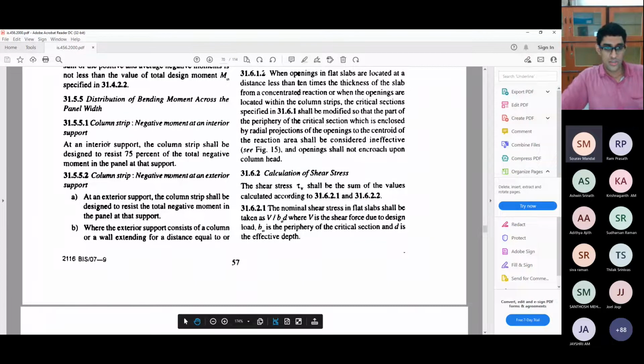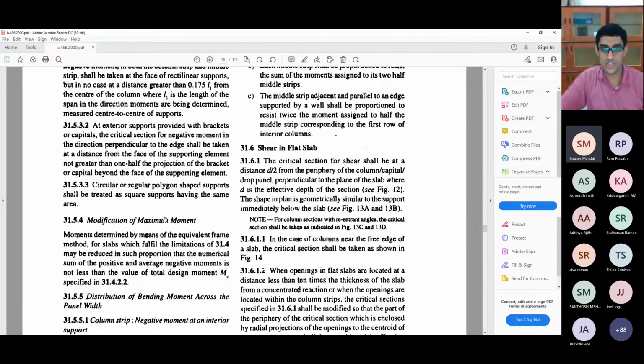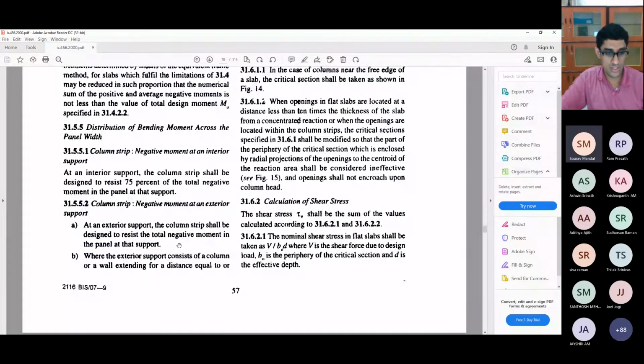Yeah, so we were looking at negative moment at interior strip. Total negative moment is 65% M0, and 75% of that goes to the column strip. And if we come to exterior support, negative moment at exterior support, you have this relation that at an exterior support, the column strip shall be designed to resist the total negative moment in the panel at that support. Okay, so in the exterior support, it takes the whole thing. So that thing is over.